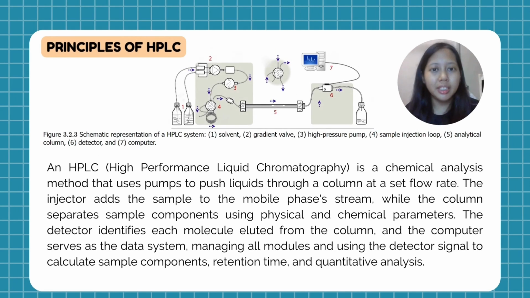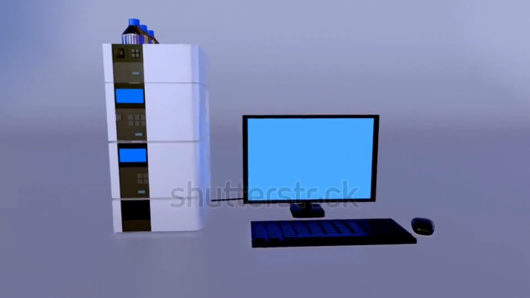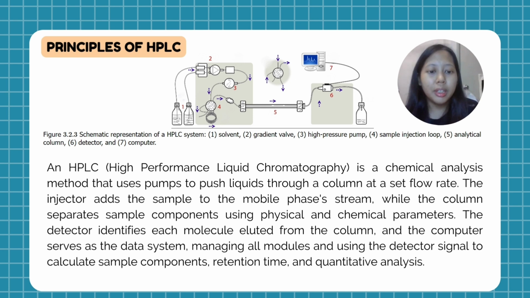Principle of HPLC. HPLC, high performance liquid chromatography, is a chemical analysis method that uses a pump to push liquid through a column at a set flow rate. The injector adds the sample to the mobile phase stream, while the column separates sample components using physical and chemical parameters. The detector identifies each molecule eluted from the column, and the computer serves as a data system, managing all modules and using the detector signal to calculate sample components, retention time, and also quantitative analysis.